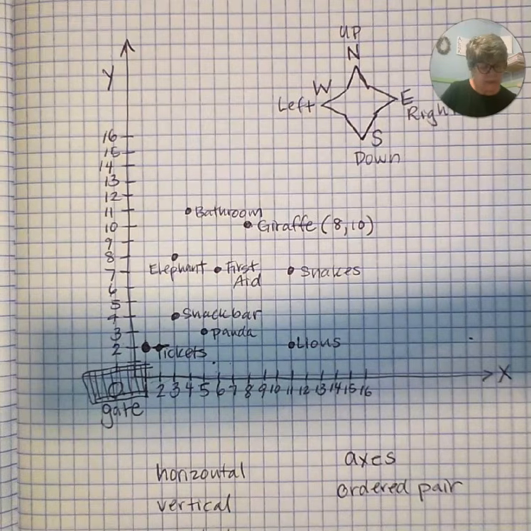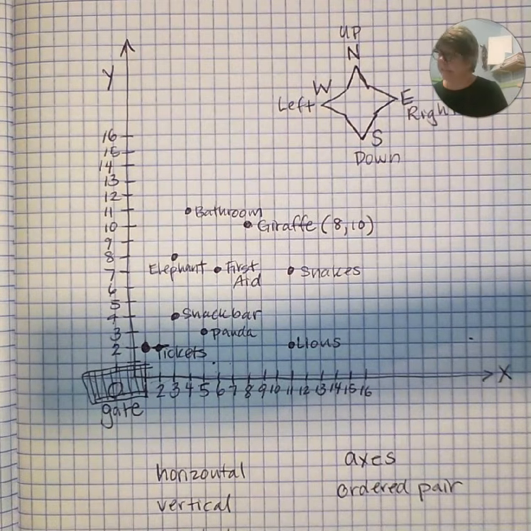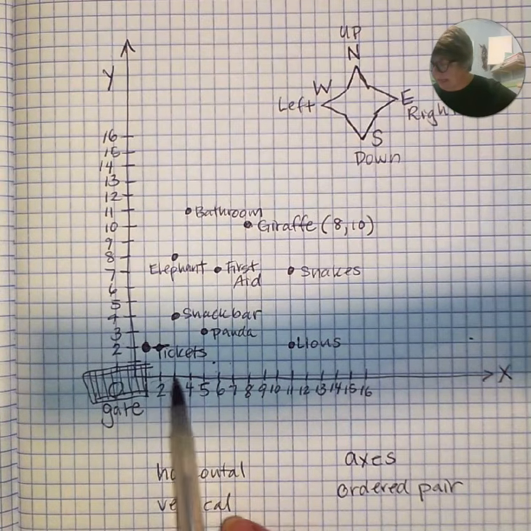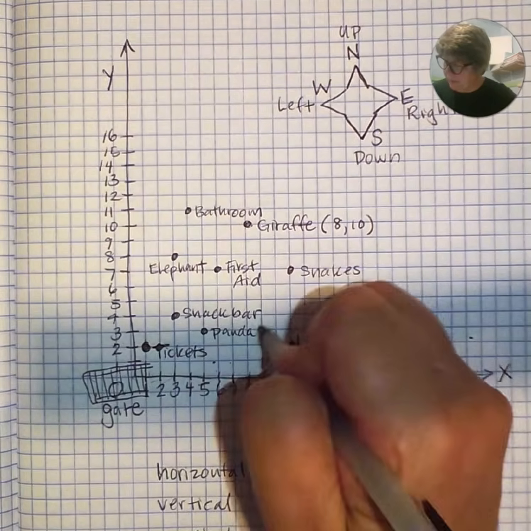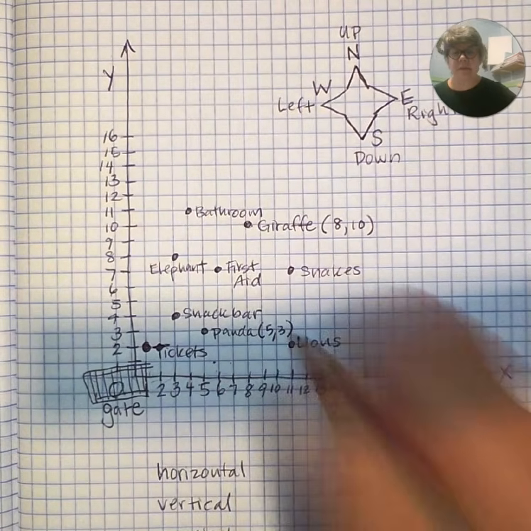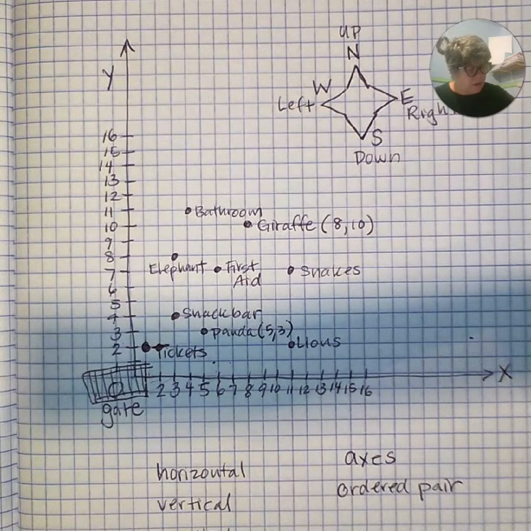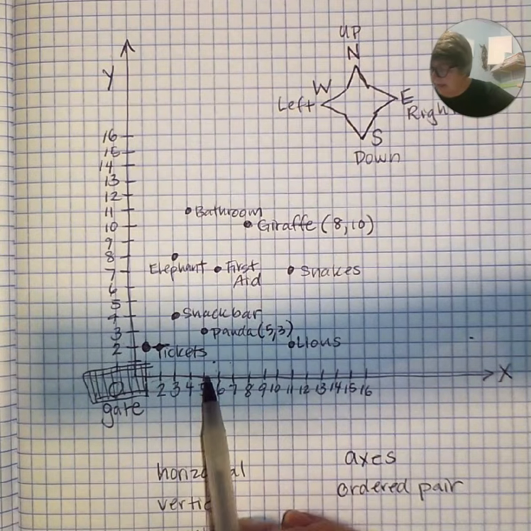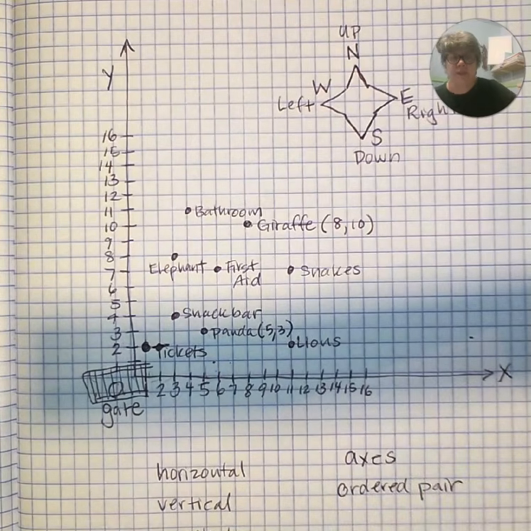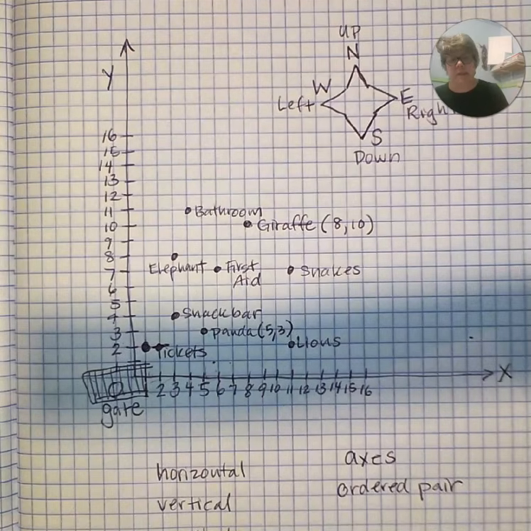And what is at point 5, 3? What is at 5, 3? Let's see. 5, going across 5, and up 3. That's the panda. So we can write the ordered pair for the panda: 5, 3. Awesome. How did you get from the entrance gate to the panda exhibit? You would go to the right 5 and up 3. And once again, those are just units. It could be blocks, it could be meters, it could be kilometers, it could be any unit, right? So we're just calling it units.